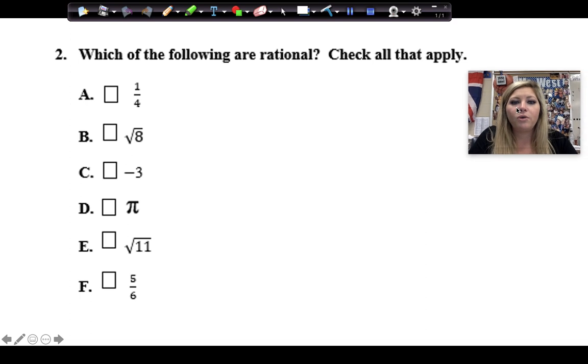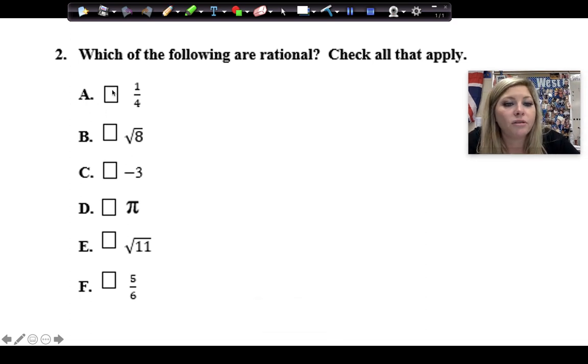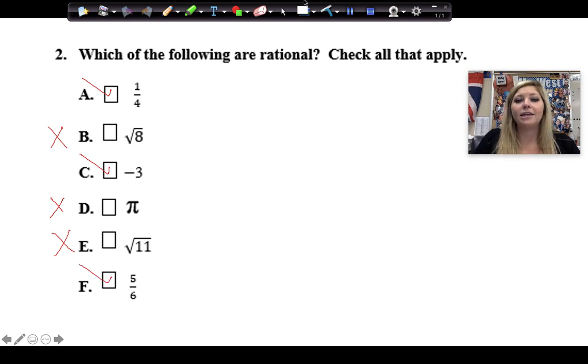Oopsies. Okay, which of the following are rational? Okay, so 1/4, fractions are rational. I don't know the square root of 8 off the top of my head, so that one is not rational. -3, positive and negative numbers are rational. Pi is not rational. I do not know the square root of 11, so not rational. And 5/6 is a fraction, so that is rational. So A, C, and F.